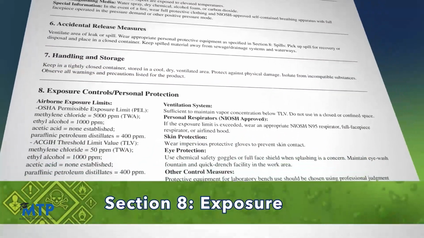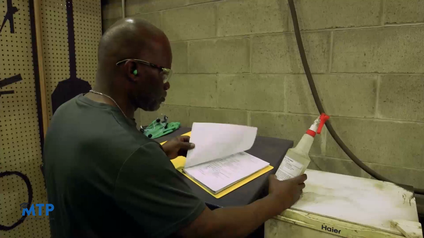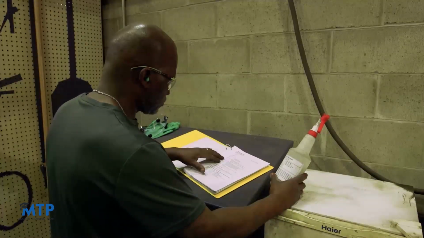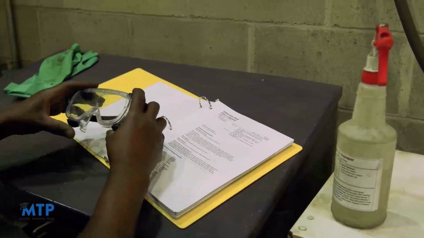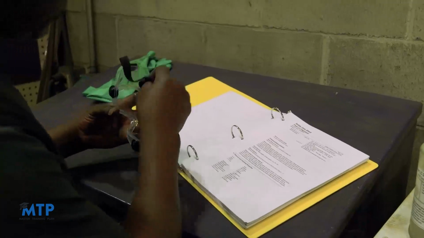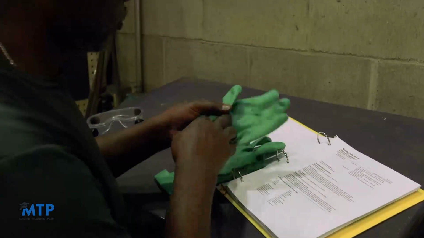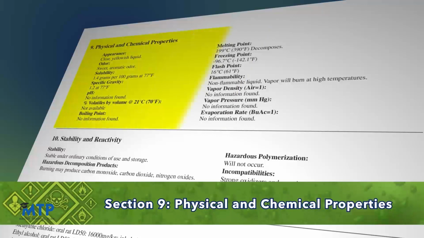Section 8 lists the chemical's exposure limit that's used or recommended. This may be shown as OSHA's permissible exposure limits, or PELs, the ACGIH threshold limit values, they're also called TLVs, and any others. It also covers the personal protective equipment, or PPE, and handling techniques required so you stay safe when using the chemical. Section 9 describes the chemical's characteristics, such as its normal appearance, odor, and solubility.